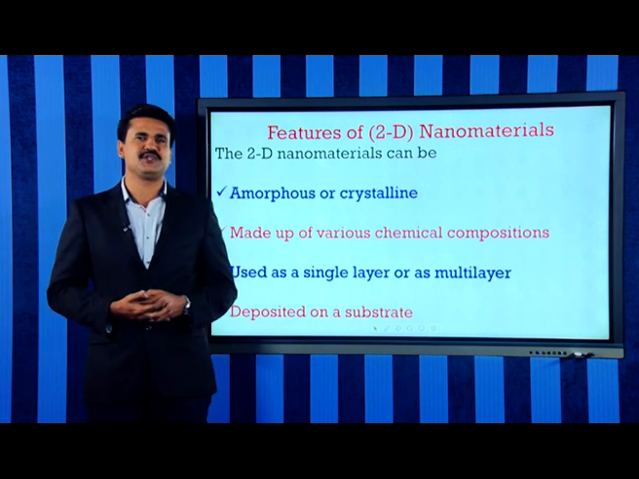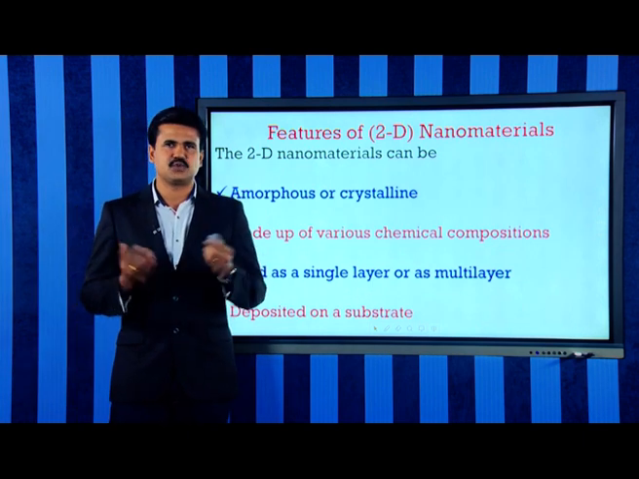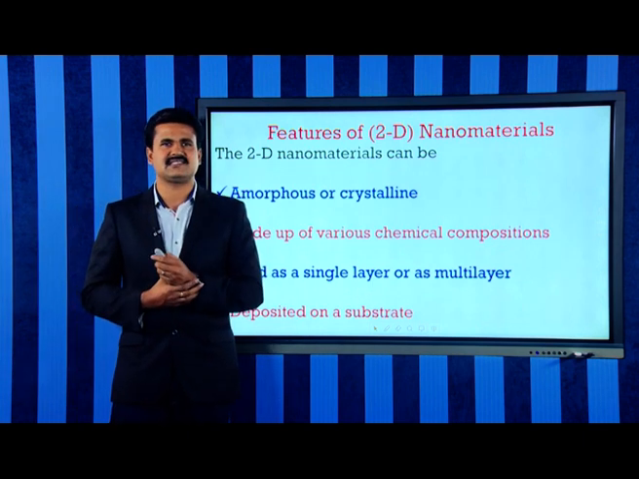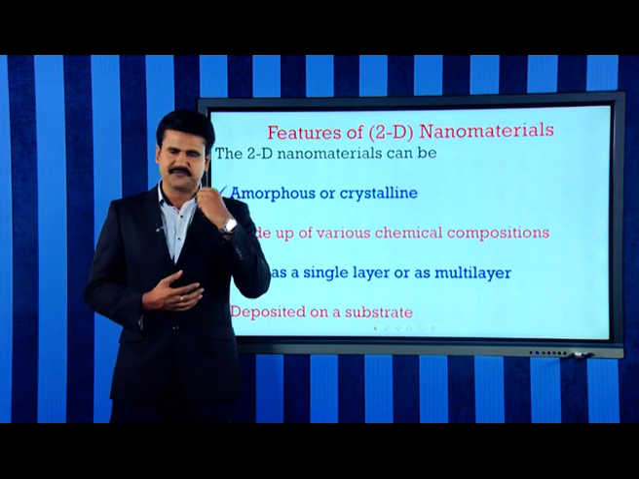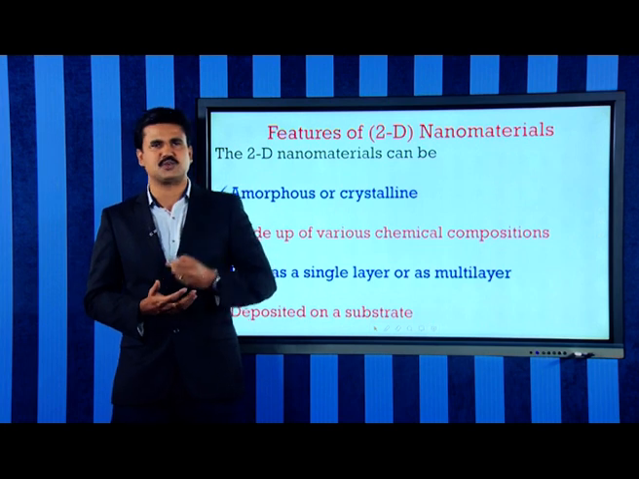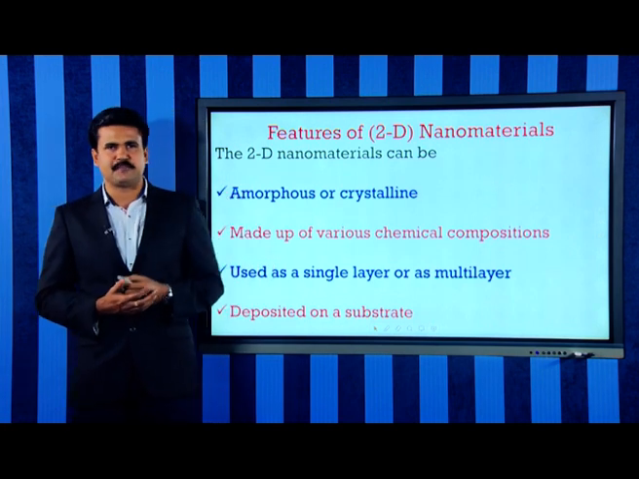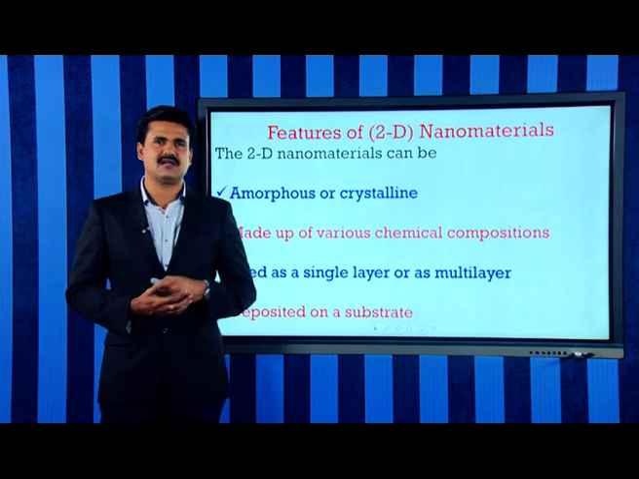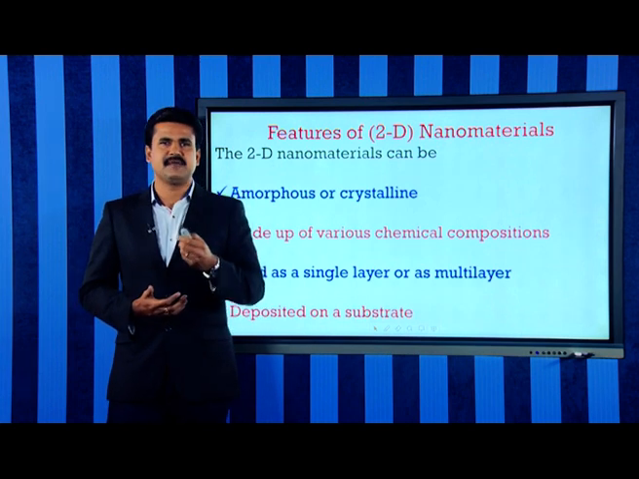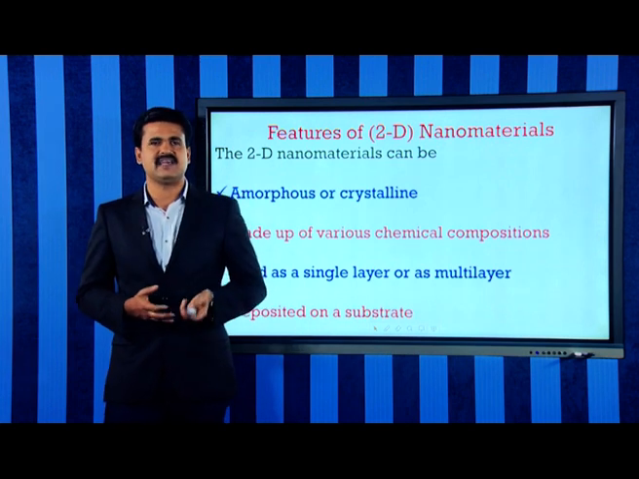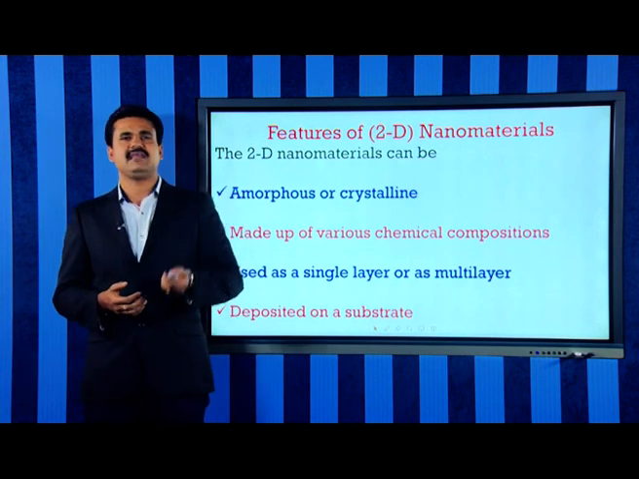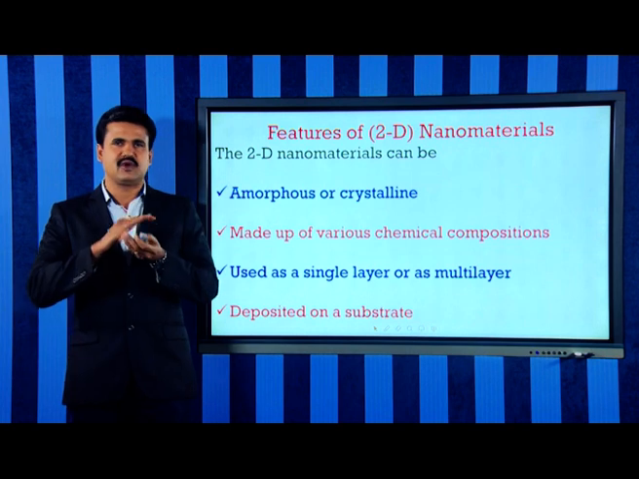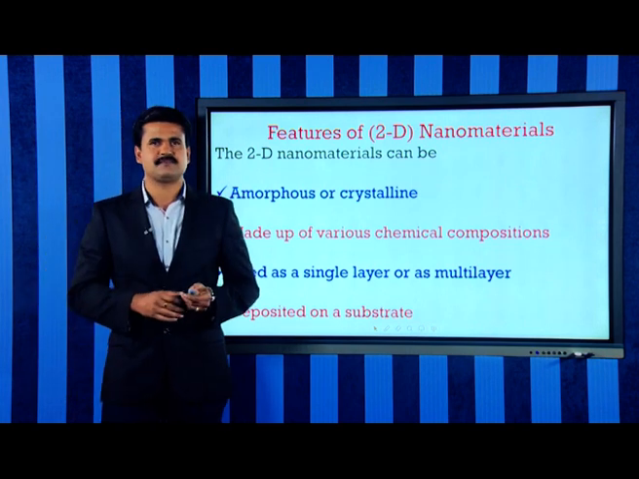Now let us enter into features of two-dimensional nanomaterials. The two-dimensional nanomaterials can again be amorphous or crystalline as in the case of the previous two types. They may be made up of various chemical compositions. They can be single layer or multi-layer. One layer can be placed over the other like that. They may be generally deposited on a surface of a substrate.